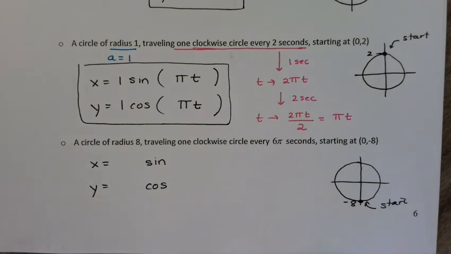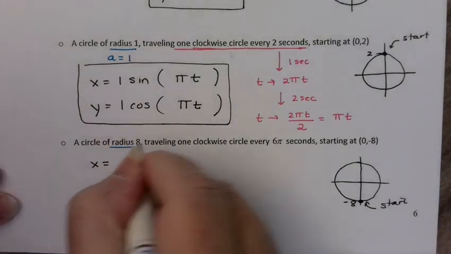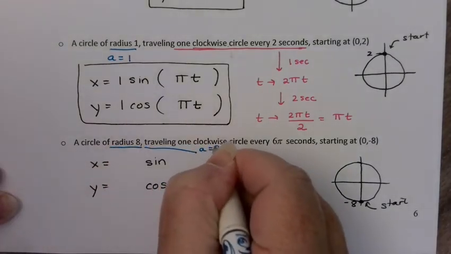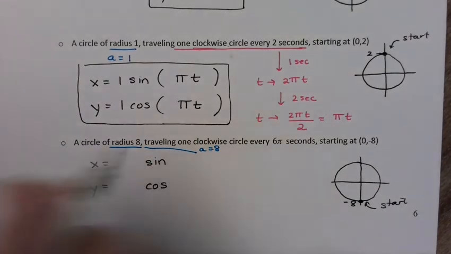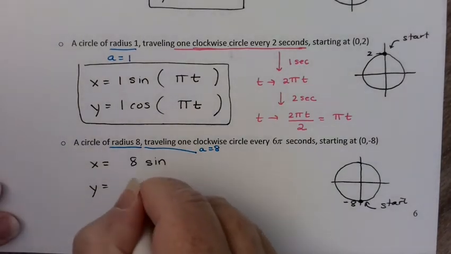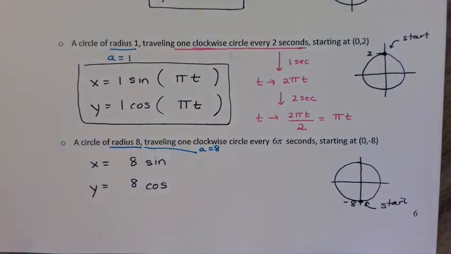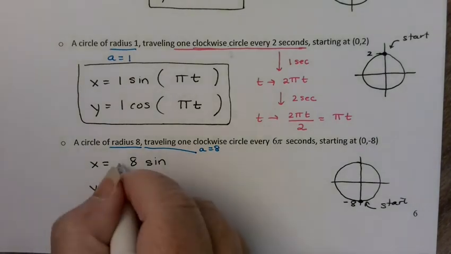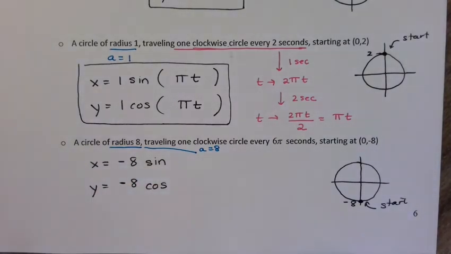Now in this case, I do know that the radius is 8. So I know that a is 8. So I have a multiplier of 8 here. But because it's exactly upside down compared to the previous one, I'm going to have to put negatives on the 8. Okay? That's what just tips it upside down.